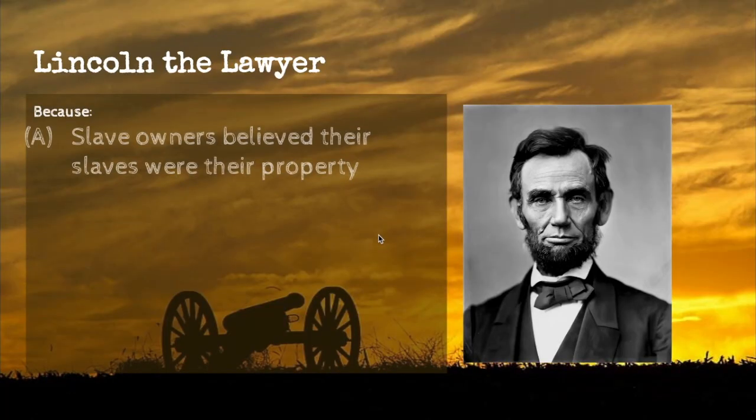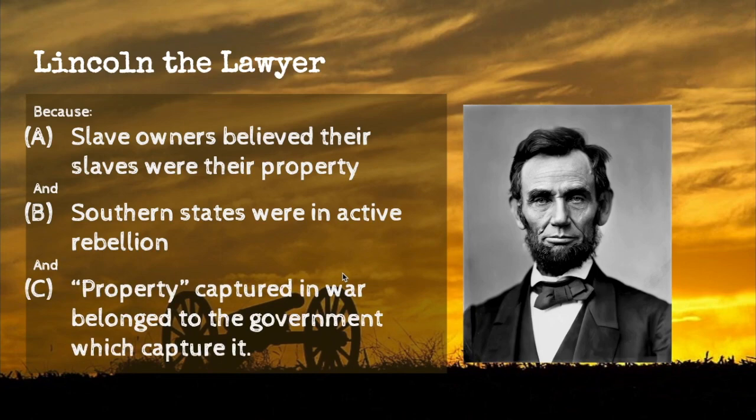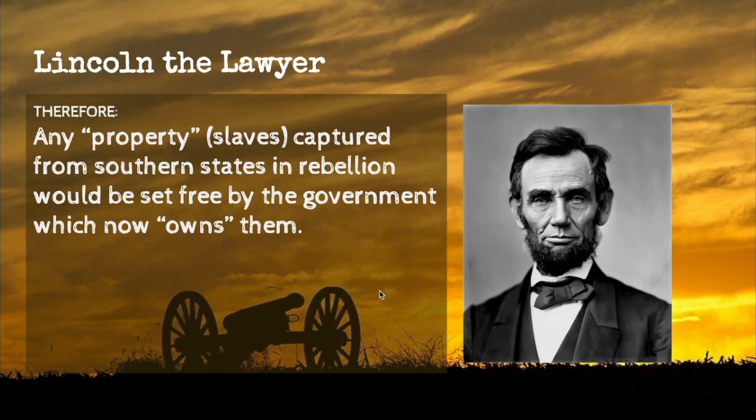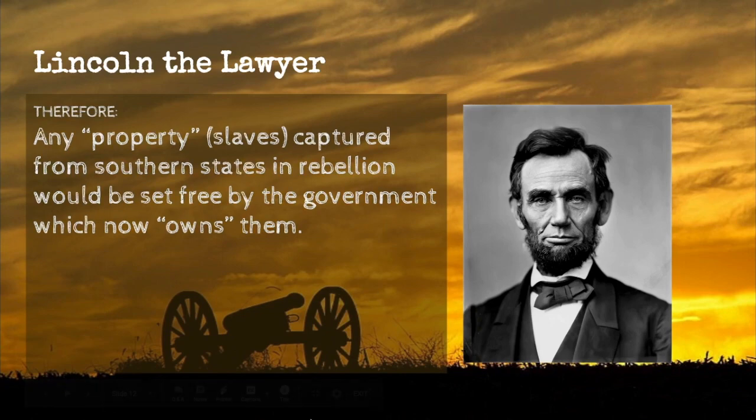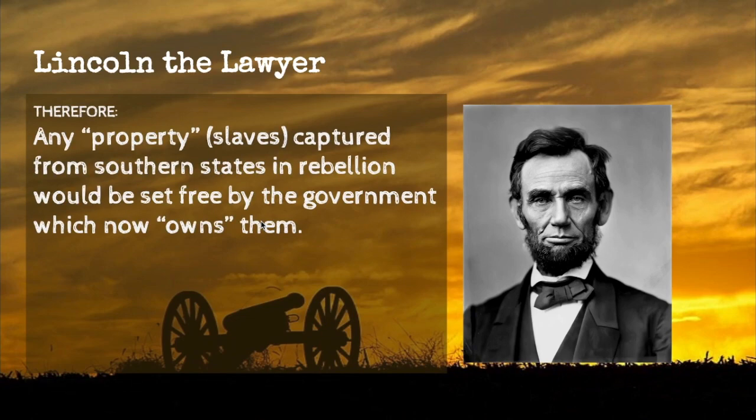Here's what he figured out. Watch this. This is like a math problem or a logic problem. Because, A, slave owners believed their slaves were property, right? We already have discussed that. And B, Southern states were in active rebellion. And C, this is kind of the rules of war, property that's captured in war belongs to the government that captures it, right? Well, so he figured that out. Therefore, any property, which we're talking about slaves now, right? Captured from southern states in rebellion would be set free by the government which now owns them.